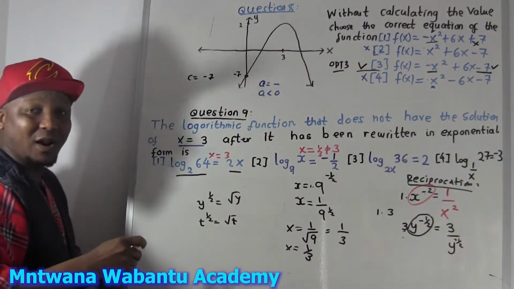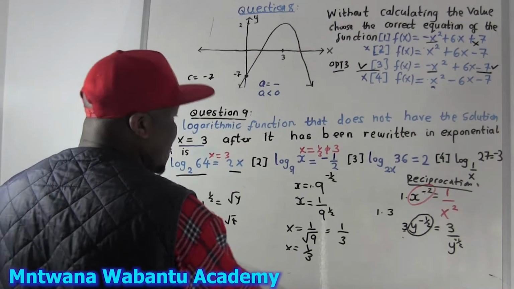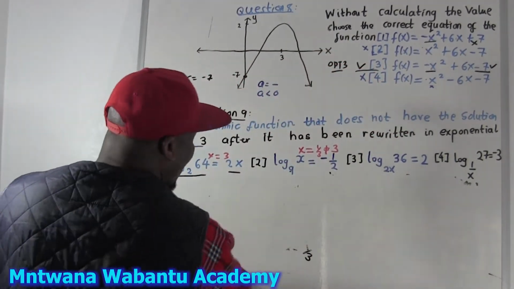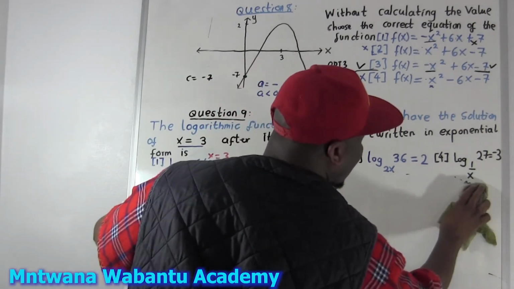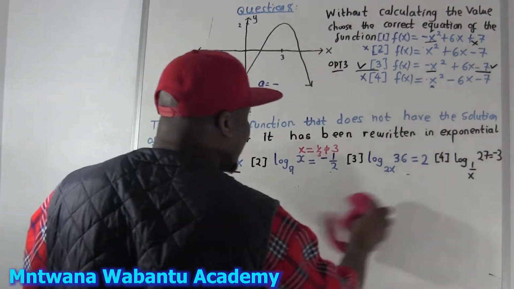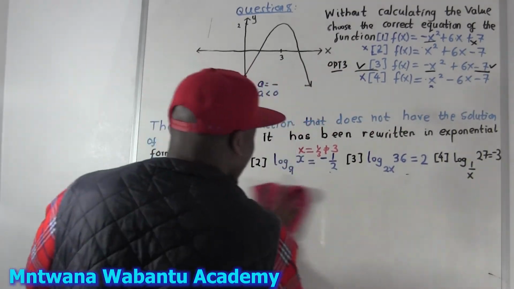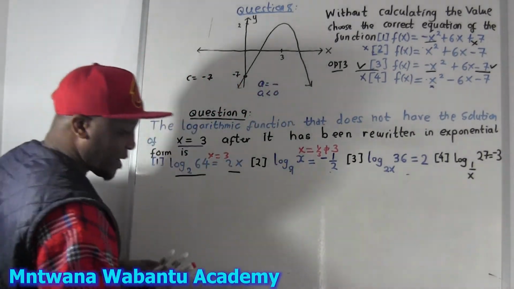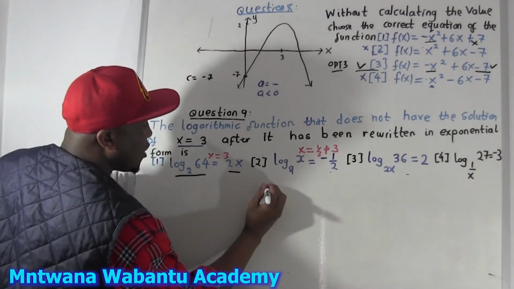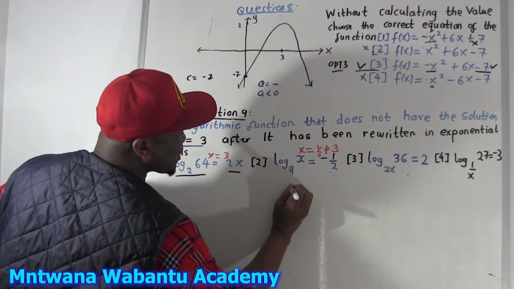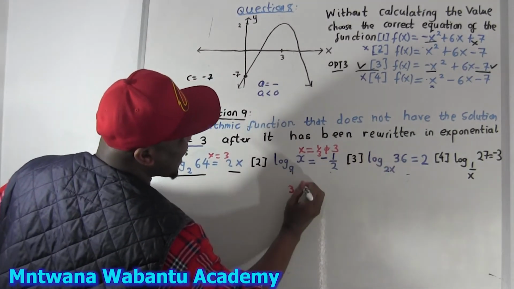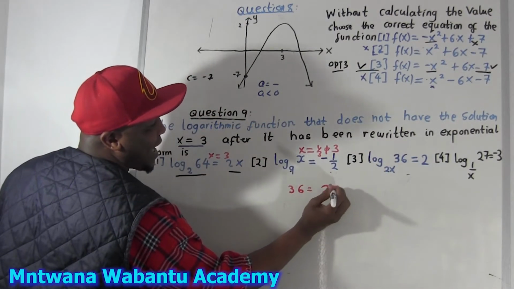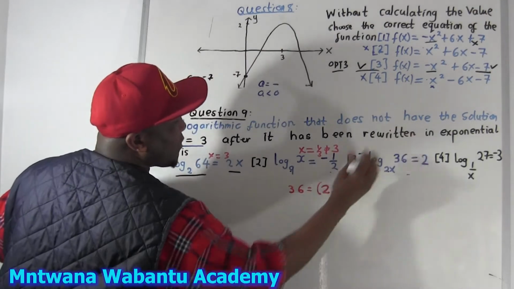Now let's go to the next one. We want to go through all of them. Okay, now let's go for the third option. Now we have log, so we're going to push this one to the right, because how do you know it's exponential? Because the logarithm is on one side. So you say 36 equals, push that 2x right there, it's going to be 2x power 2.